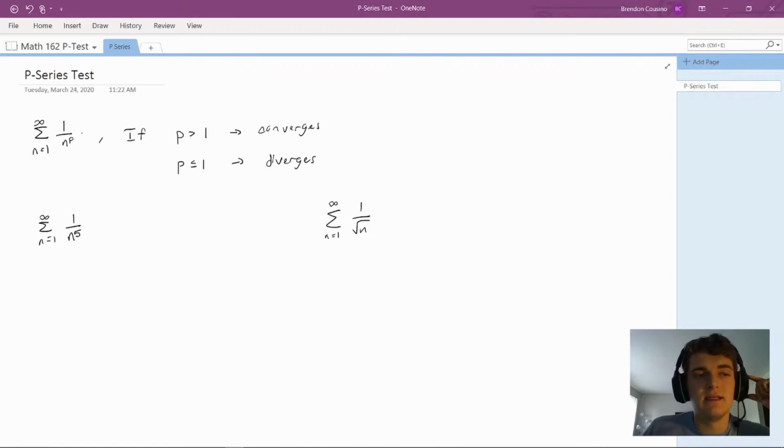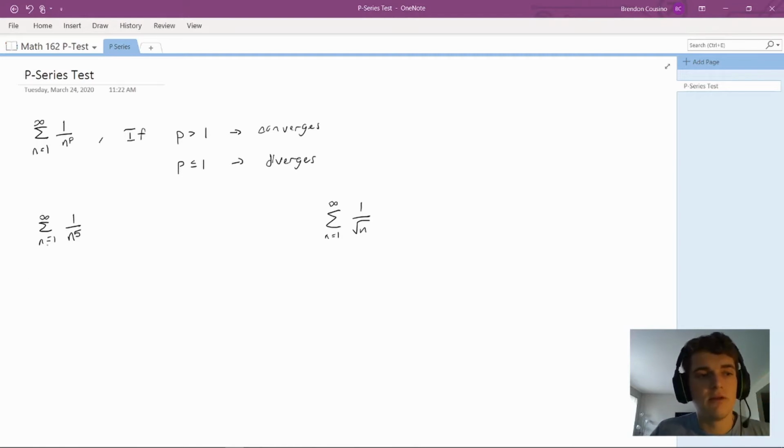Alright, let's go ahead and get into the P-series and the P-series test. So the P-series takes the form of the summation from n is equal to 1 to infinity of 1 over n to the p, where p is a constant. So here the two things that we need to keep in mind is that if p is greater than 1, we know the series converges, and if p is less than or equal to 1, we know the series diverges. And so let's go ahead and get into a few examples and we can show how those look.